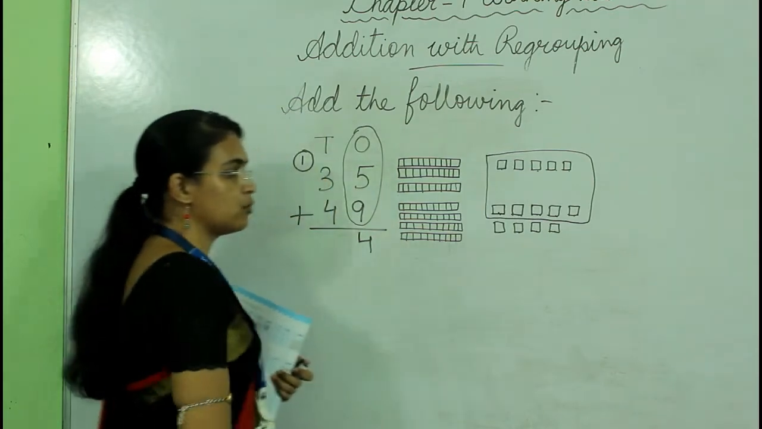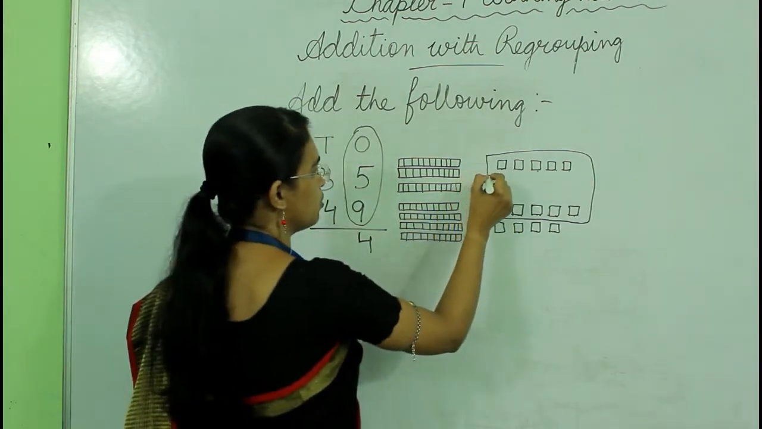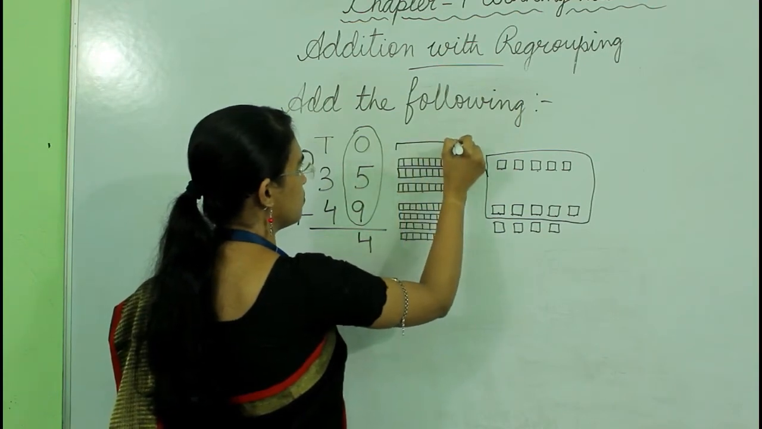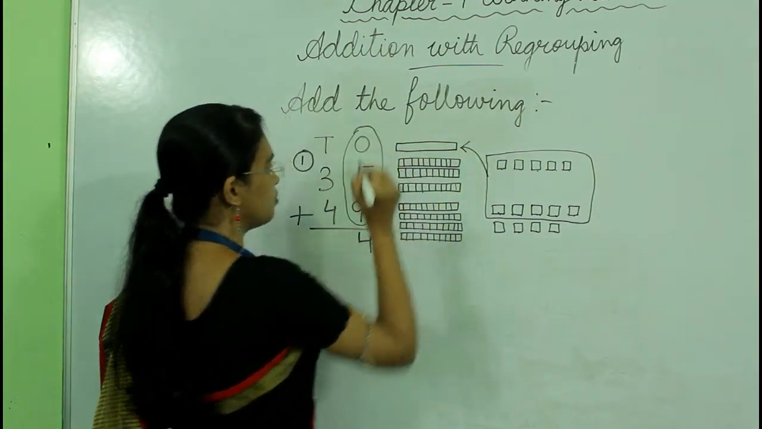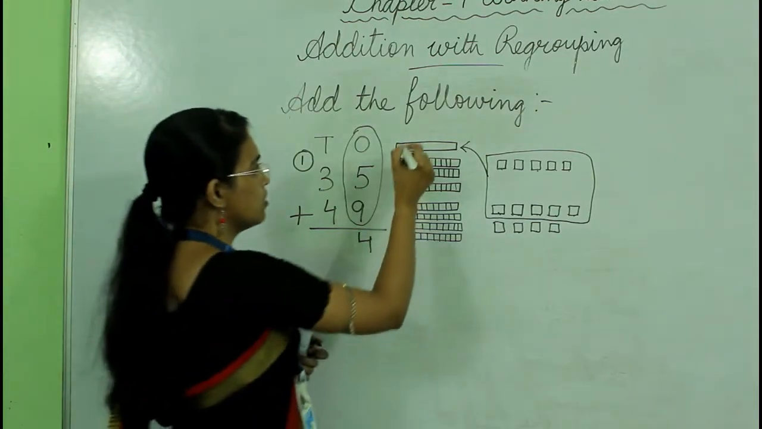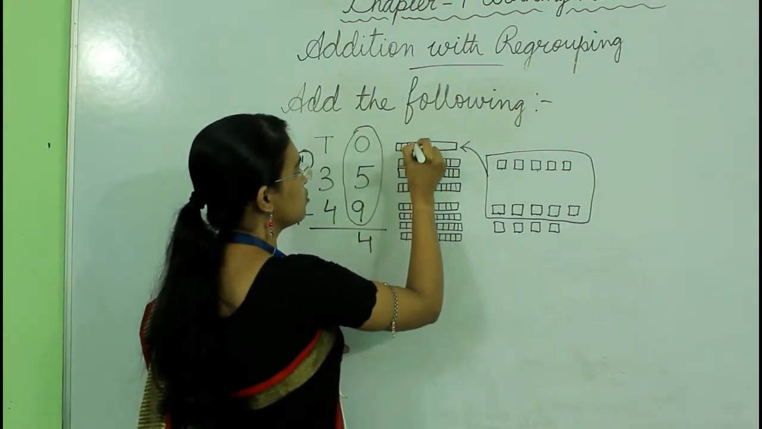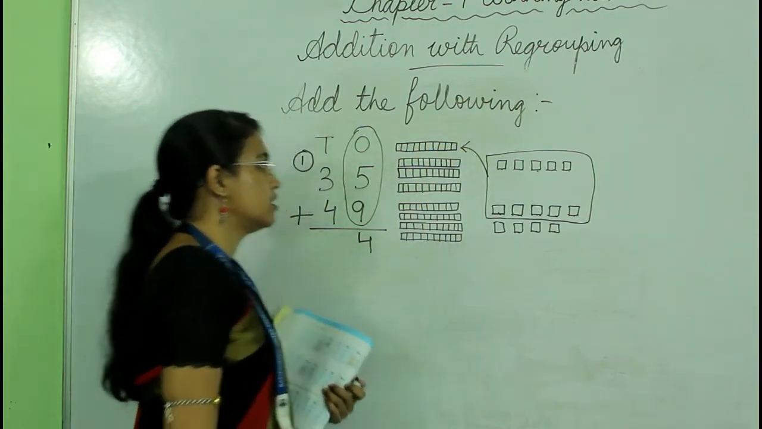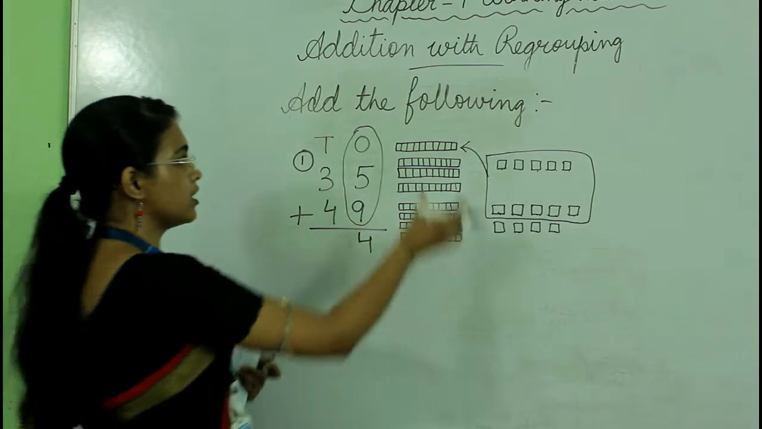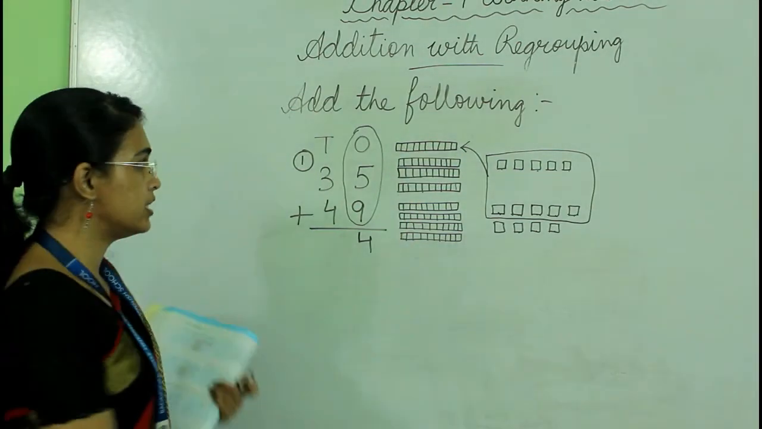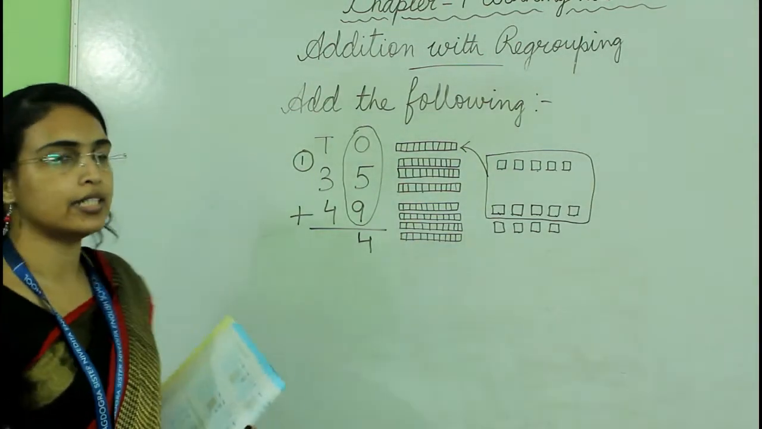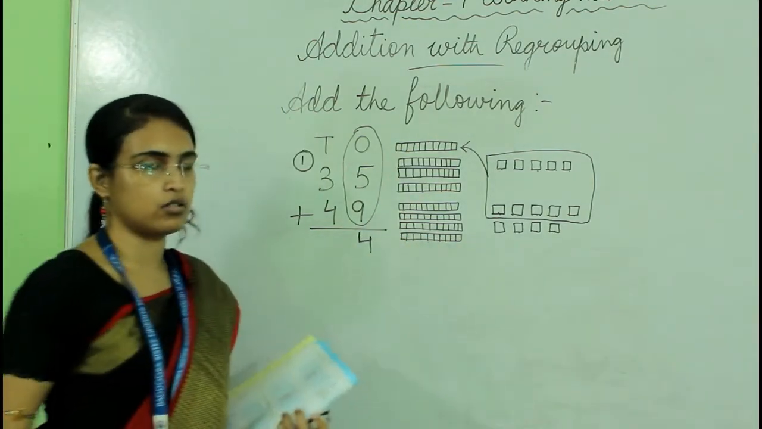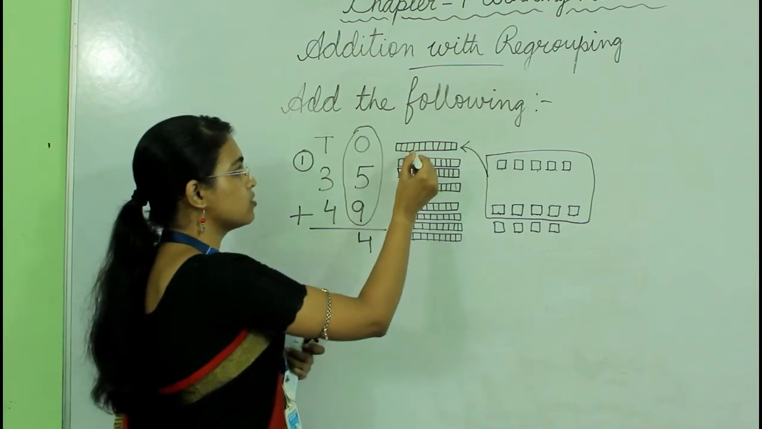Now where do we have to put these 10 blocks? We have to arrange them and make it a group like this and put it in tens place. Okay? 1, 2, 3, 4, 5, 6, 7, 8, 9, 10. Now after putting these blocks in tens place, what do we have to do? We have to add all these blocks. Now let's count all the blocks.